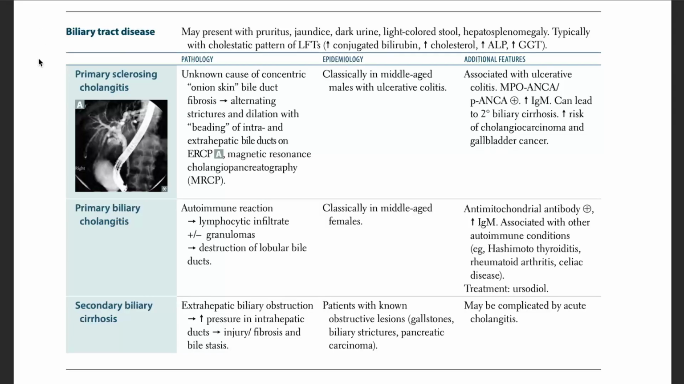Let's talk about biliary tract disease. Biliary tract disease may present with pruritus, jaundice, dark urine, light colored stools, hepatosplenomegaly, typically with a cholestatic pattern of LFTs, which we did talk about. So, what is the cholestatic pattern? Well, you have an increase in ALP and an increase in GGT greater than the increase in ALT, AST. And you will also have an increase in conjugated bilirubin and an increase in cholesterol.